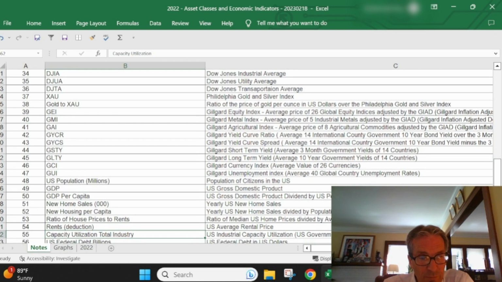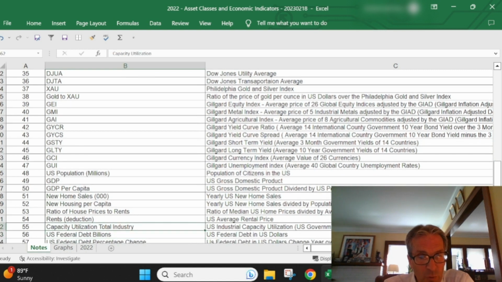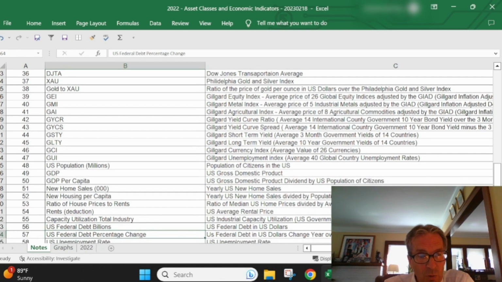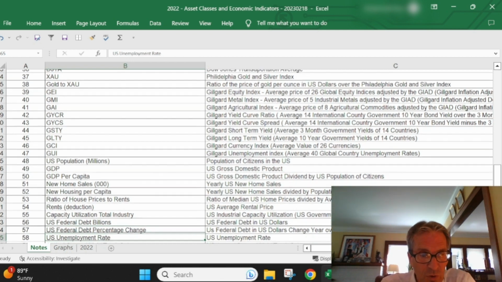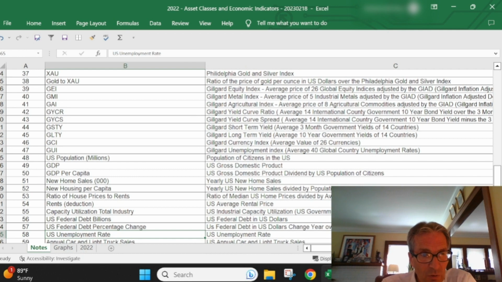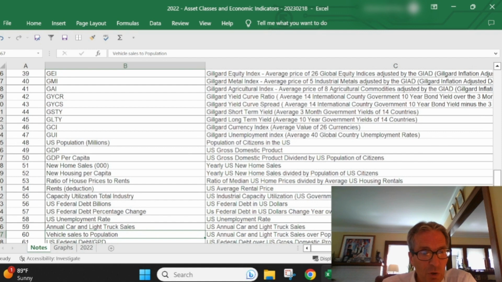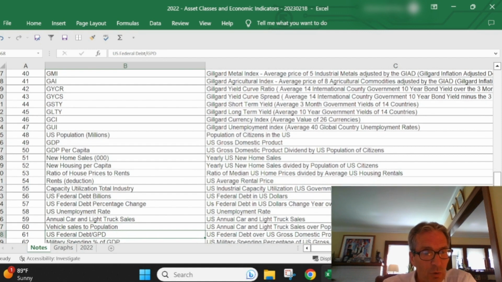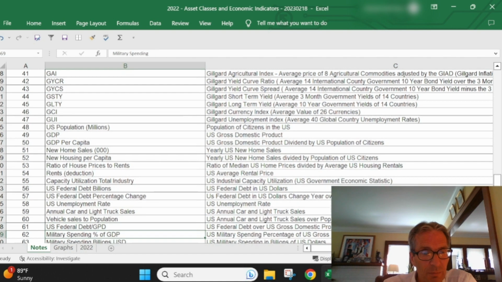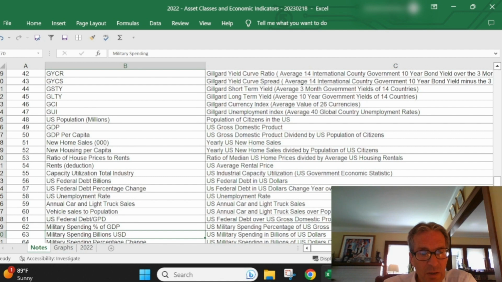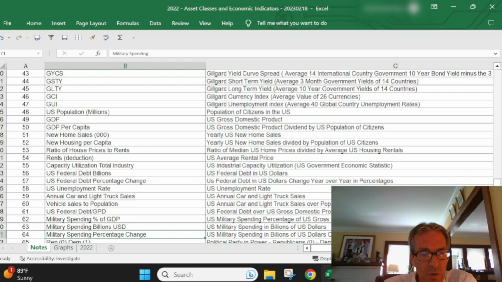capacity utilization in factories, U.S. federal debt billions, U.S. federal debt percentage change year over year, which I think is more important. The U.S. unemployment rate, annual car and light truck sales, vehicle sales to population, U.S. federal debt to GDP, military spending percentage of GDP, military spending, U.S. dollars, and the military spending change.